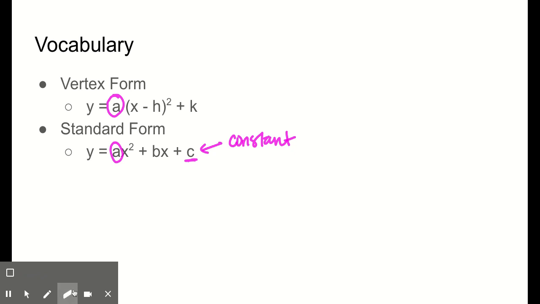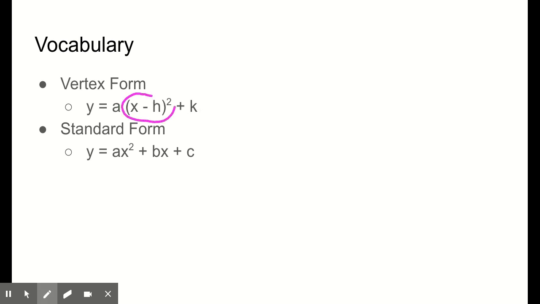So the difference between these two is that in standard form, you no longer have parentheses around your values. And so we have this binomial here that's being squared that we have to get rid of in order to work towards putting our equation in standard form. So that's what we're going to work on for our guided practice problems today.